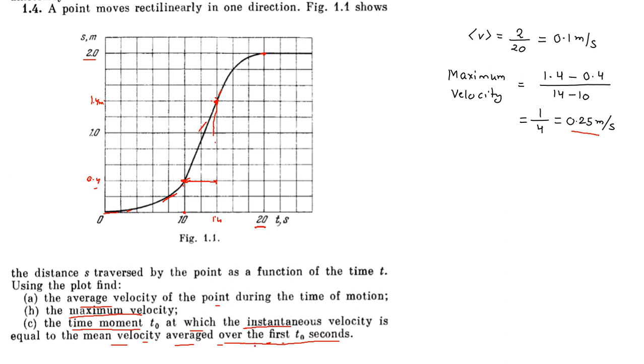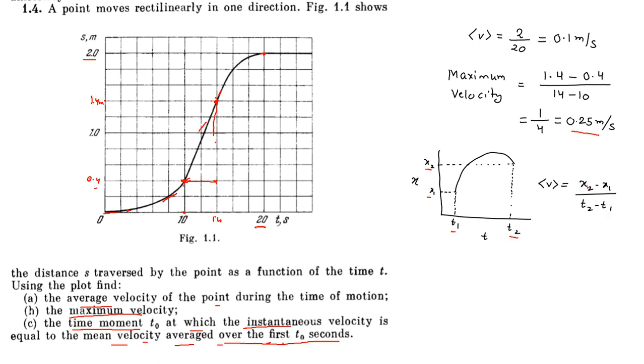Now mean velocity is total displacement upon total time. If we know the displacement-time graph of a particle, at time t1 the displacement is x1, at time t2 the displacement is x2. The average velocity is defined as x2 minus x1 upon t2 minus t1. Graphically, this will be the slope of the line joining the first point and the second point, because this length will be equal to x2 minus x1 and this much time will be equal to t2 minus t1.